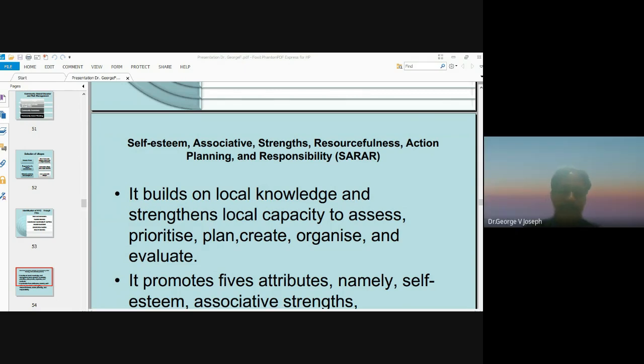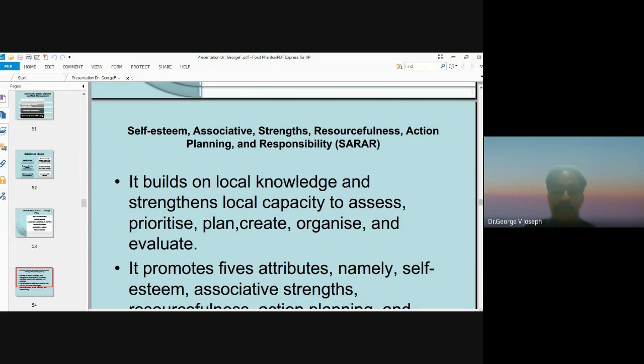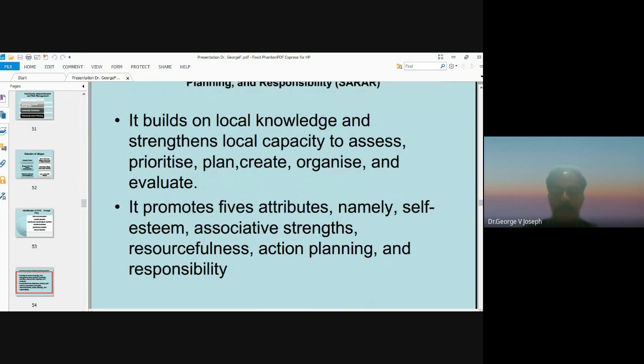Okay. Fine. So welcome back. We are going to resume the second part of the presentation today, and we are discussing another method. As I said, it is the self-esteem, associative strength, resourcefulness, action planning and responsibility method. It builds on local knowledge, strength, and local capacity to assess, prioritize, plan, organize and evaluate risk reduction activities. So it has 5 components.